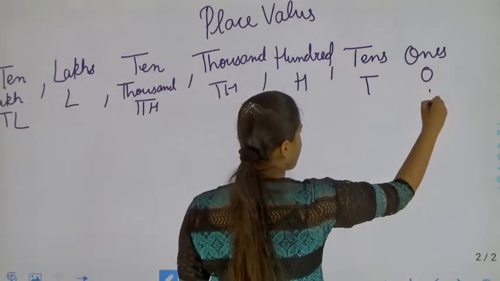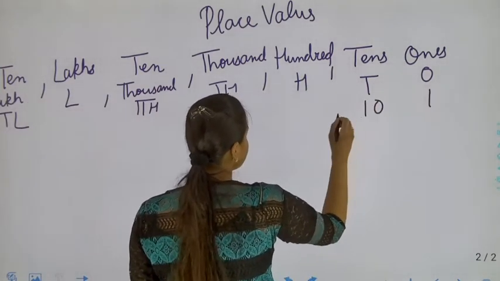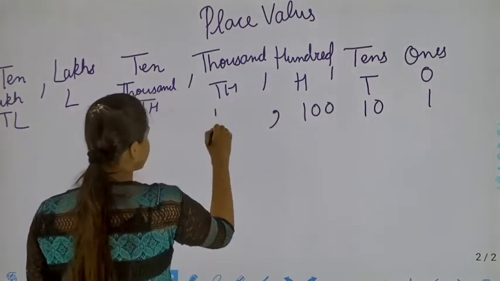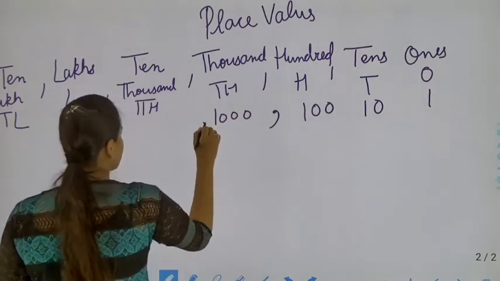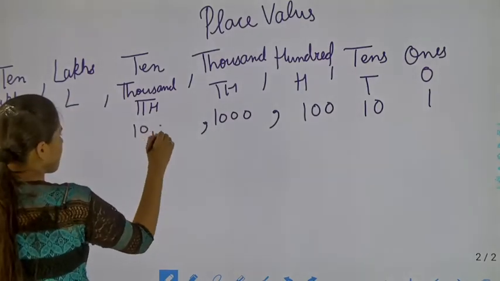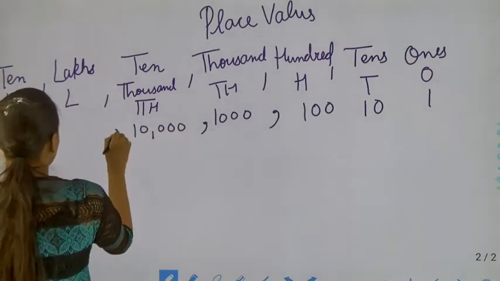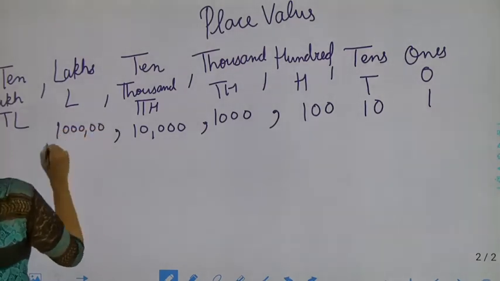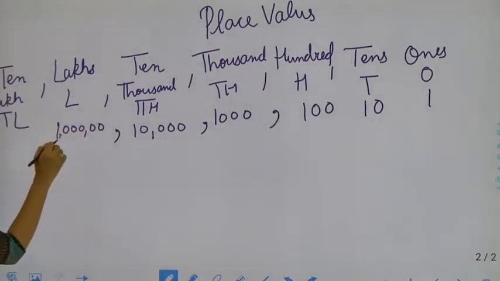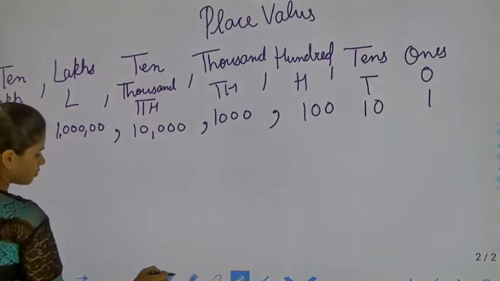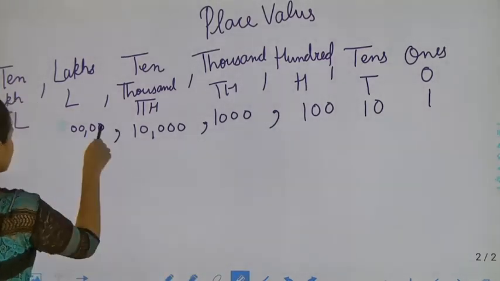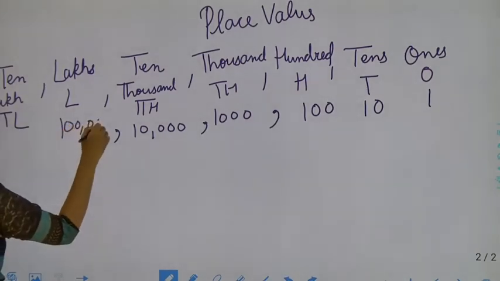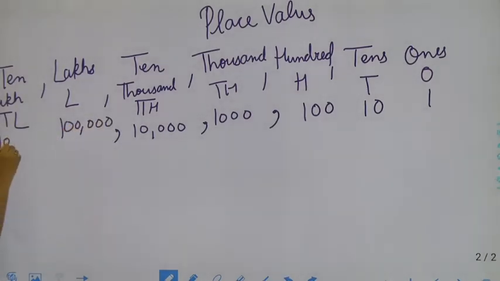That is ones, tens, 100, 1000, 10,000, lakh, and this is lakh and 10 lakh.